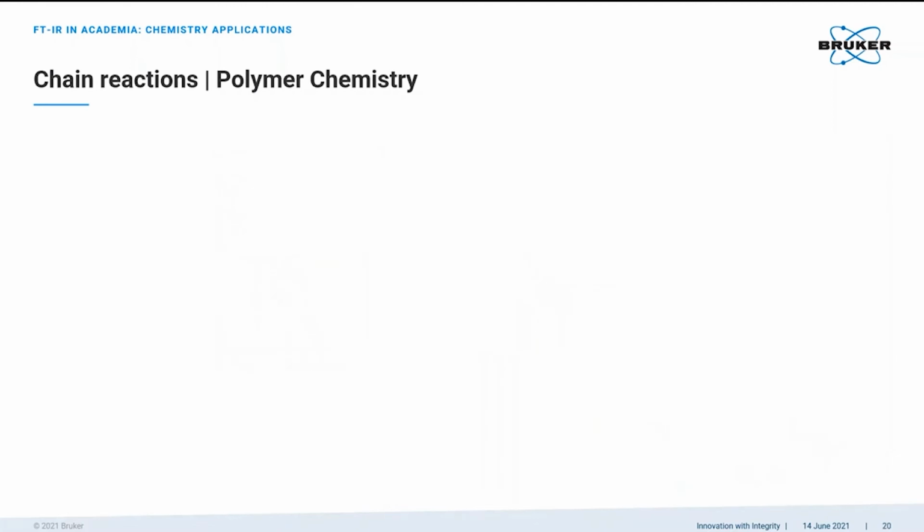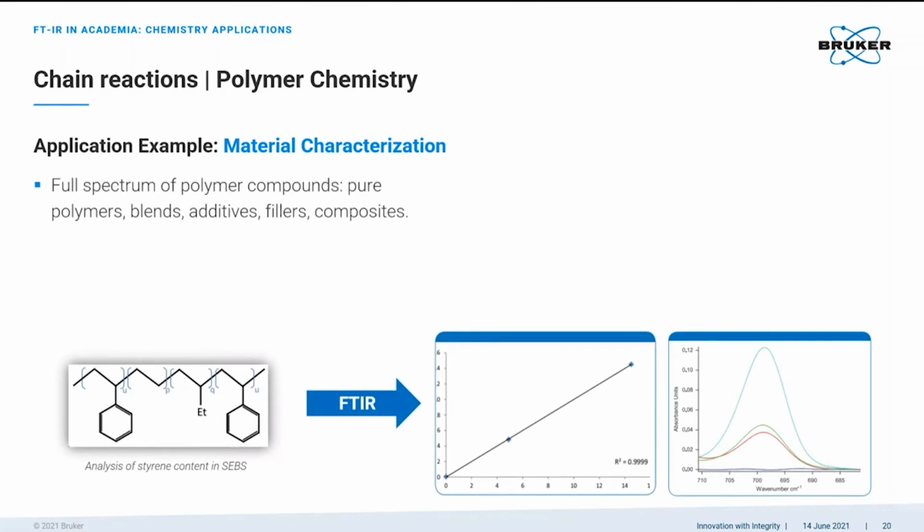Well, FTIR is a polymer analysis workhorse, whether it is polymer itself or blends, additives, or so on. With this example, I want to highlight the universal applicability of IR that also extends to quantification in copolymers. Here, the content of styrene in SEBS copolymer has been quantified based on the characteristic bands of styrene at around 700 wave number.